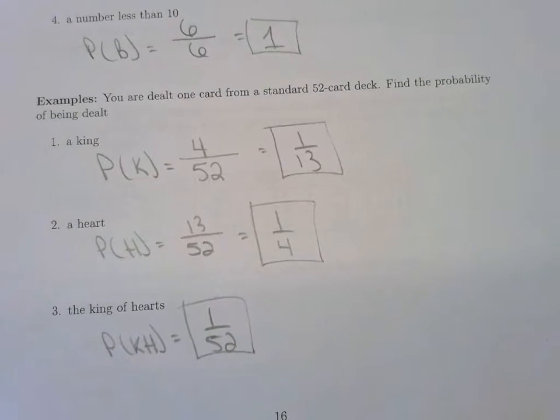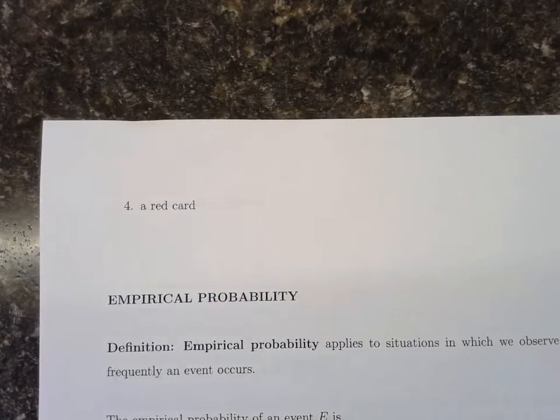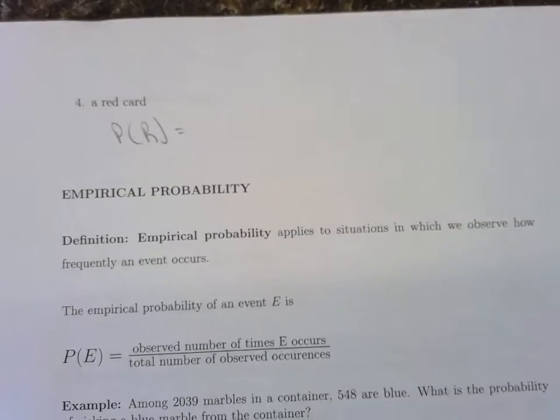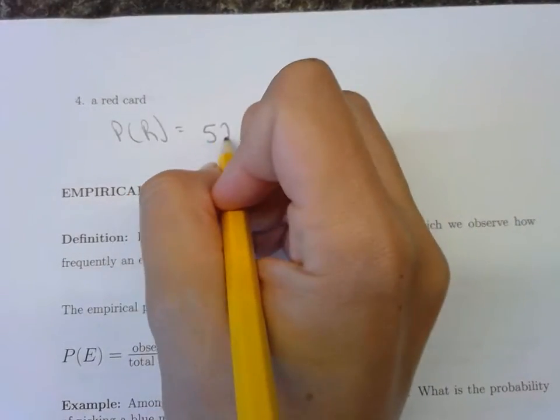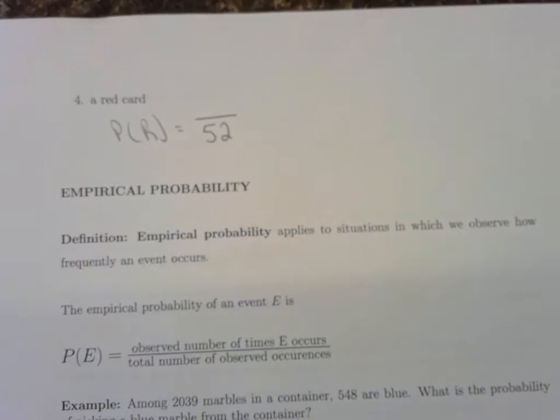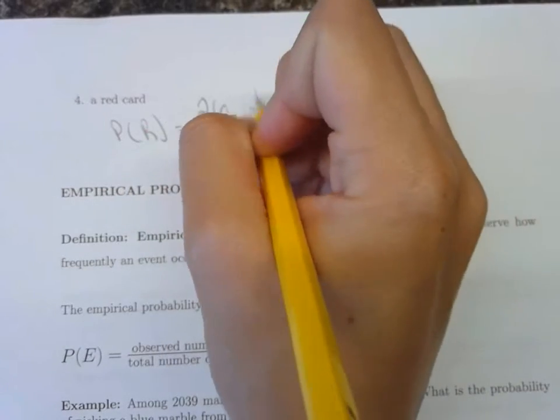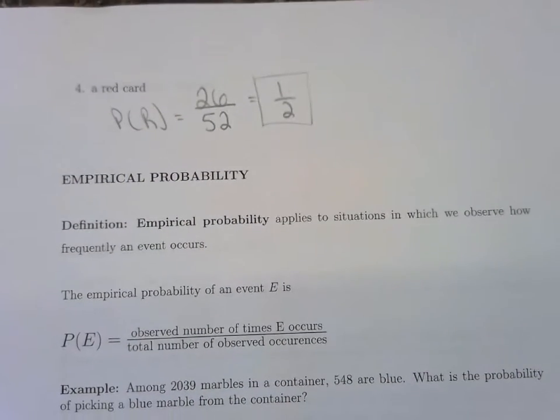One more, top of page 17. We have a red card. So probability of reds. We really have to think this one through. The denominator is going to be 52. There's 52 total cards. How many red cards? Well, diamonds and hearts are red. There's 13 diamonds, and then there's 13 hearts. So we'd have 26 red cards, which reduces to 1/2. The other half would be black cards.